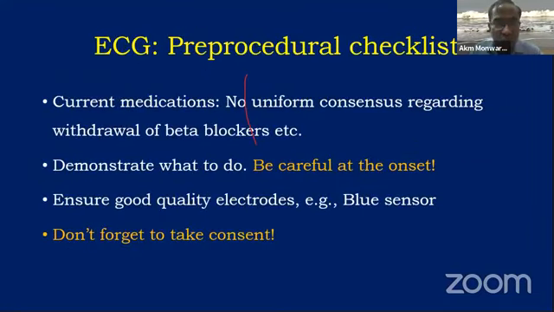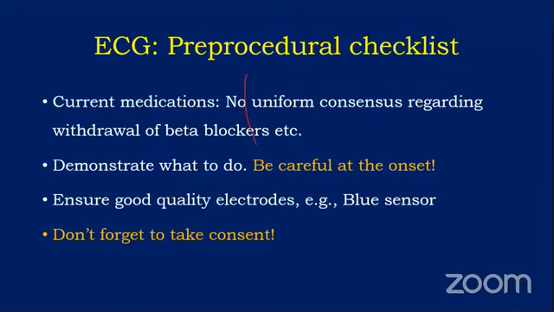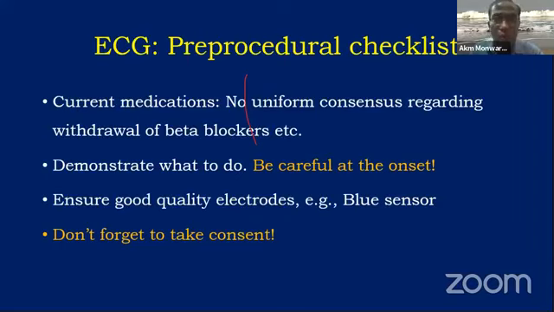So, the pre-procedural checklist includes current medications, which medications the patient is already taking. Unfortunately, there is no uniform consensus regarding withdrawal of beta blockers. Some authorities suggest that you should stop beta blocker at least 1 day before performing ETT, and others are in favor of continuing beta blocker while performing ETT. And you have to note that whenever the clinician is going to interpret the result, he should keep in mind that his or her patient was on beta blocker.